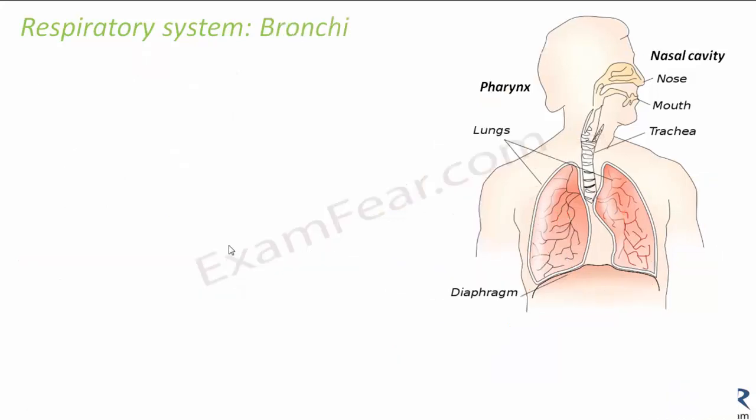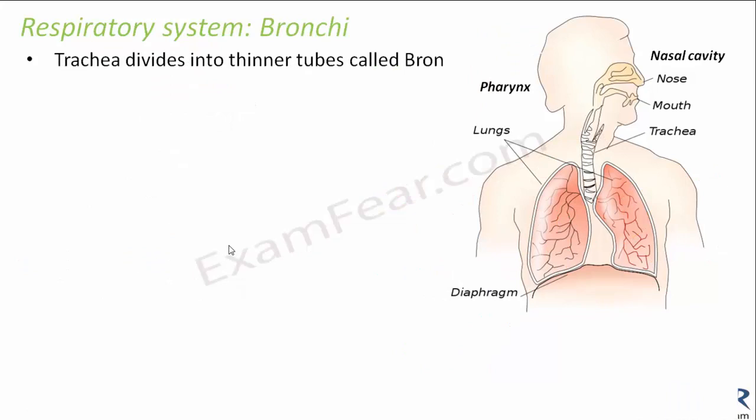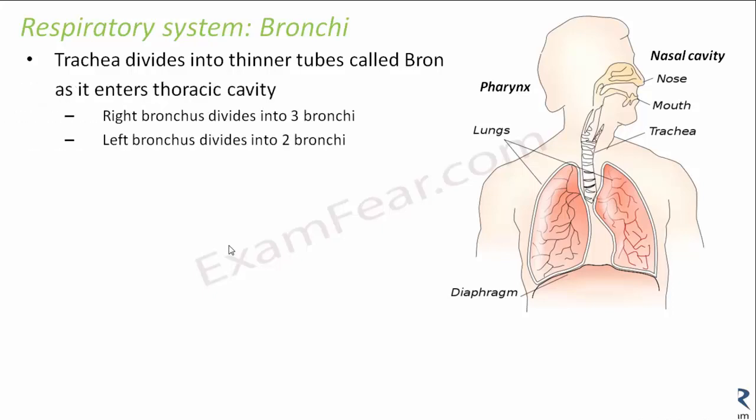The next is bronchi. What is bronchi? As I said, the trachea divides into thinner tubes called bronchi as it enters the thoracic cavity. So here you can see this is the trachea as it is entering the thoracic cavity. So this cavity is the thoracic cavity. It will divide into bronchi. So how will the bronchi look like?